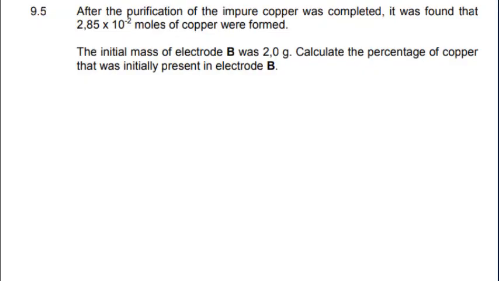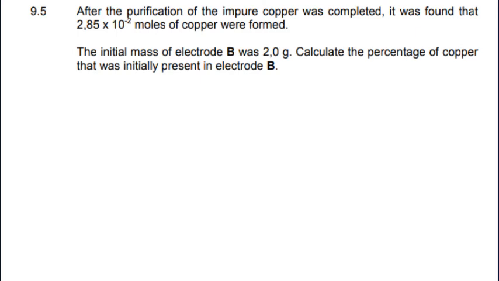Right, last question on this paper. Question 9.5 says: after the purification of impure copper was completed, it was found that 2.85 times 10 to the minus 2 moles of copper were formed. Okay, so that's the moles of copper that were formed on the cathode.